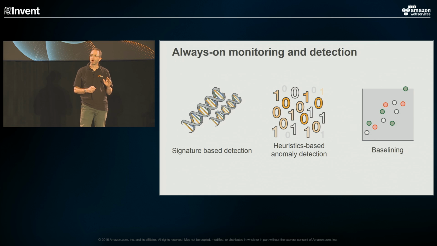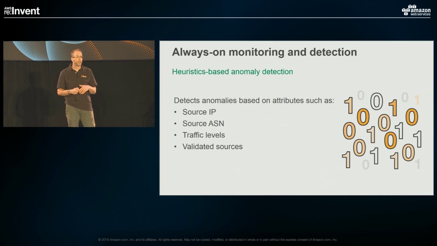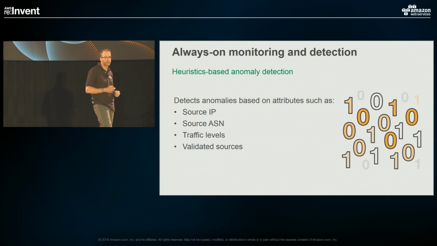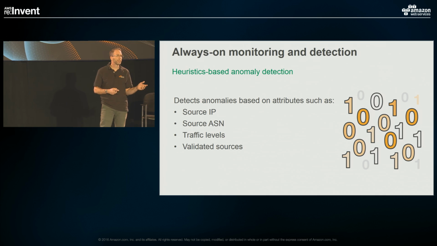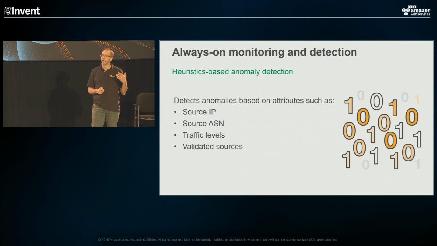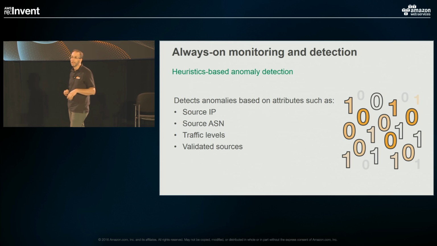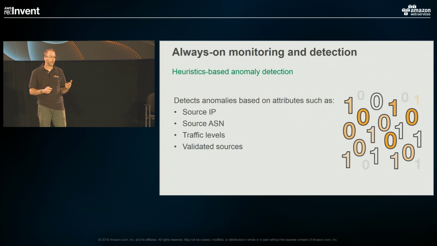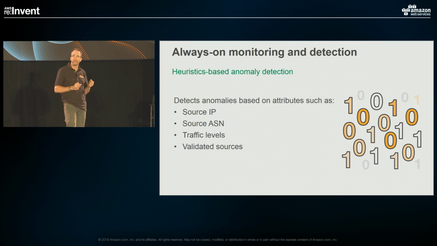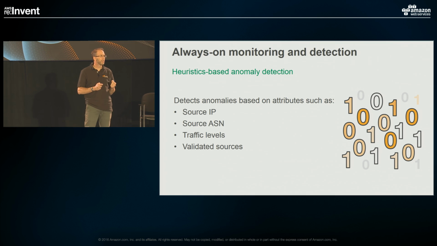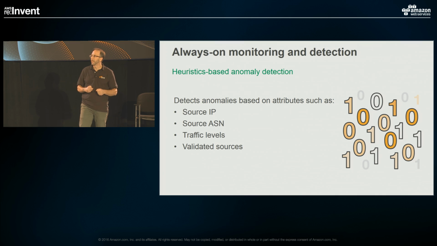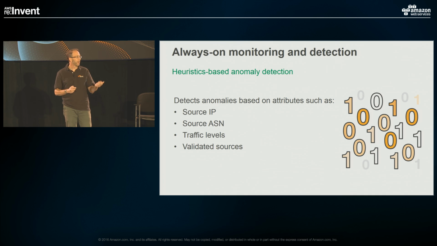There are other ones where what we have to do is really look at them heuristically, and some others we rely on baselining. So for heuristics-based anomaly detection, these are things like looking for variations in terms of the incoming traffic, in the source IPs that are generating that traffic, maybe the source ASNs, whether that traffic is coming from validated sources, et cetera. These may not be entirely black and white, but they do help you, especially when you look at them in combination, to see patterns that say, hey, this might be an attack.